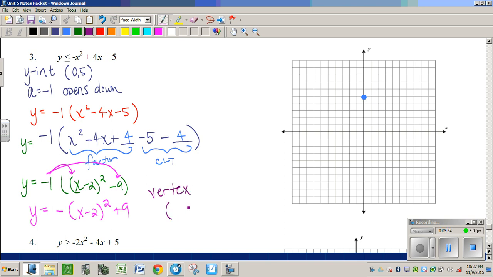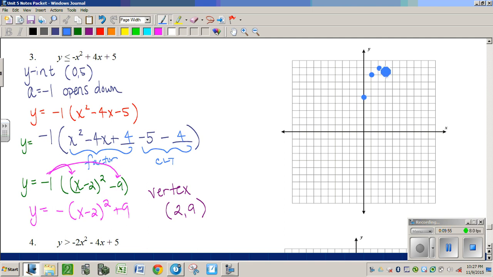Oh, you remembered to change your sign. Nice job. 2, 9. So we're going to go ahead and plot the point 2, 9. Now, that's your vertex, and your parabola opens down. So this time my a value is negative 1, so I can still do my little pattern. So we got over 1, down 1, over 2, down 4.